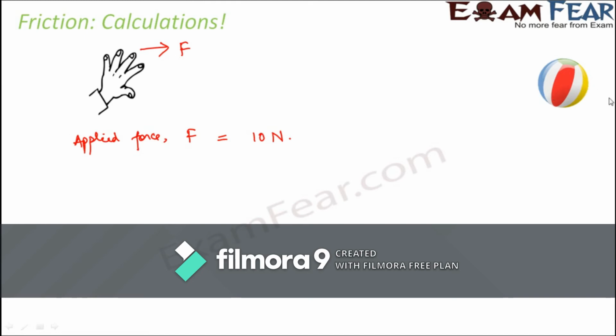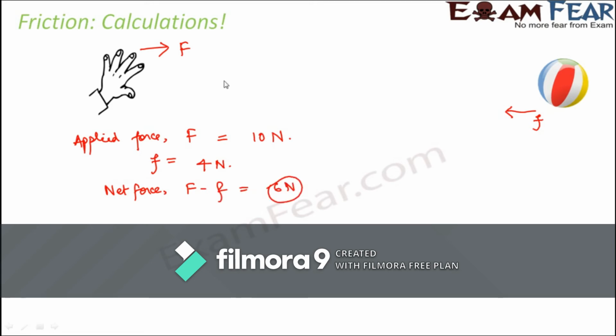But after some time the ball stopped because the force of friction acted in the opposite direction to the motion. That means it acted in this direction. Let us denote frictional force by small f. Now let us suppose that the frictional force is, let us say, 4 newtons. So 4 newtons of frictional force is acting on the ball all the time. So what would be the net force acting on the ball? The net force would be equal to capital F minus small f, that is 6 newtons.